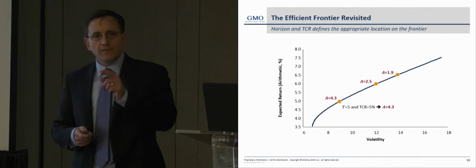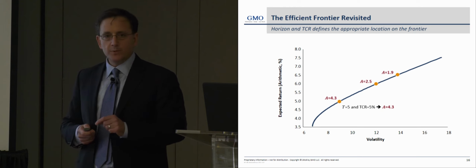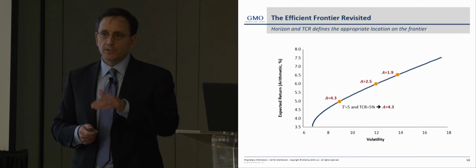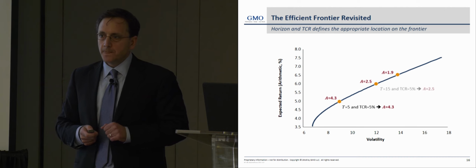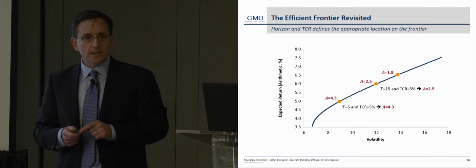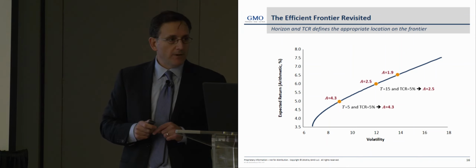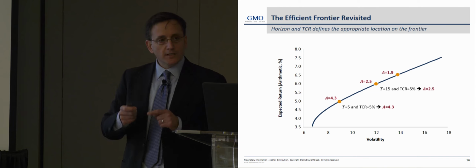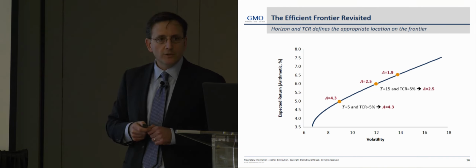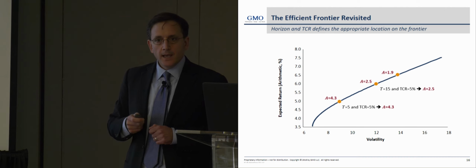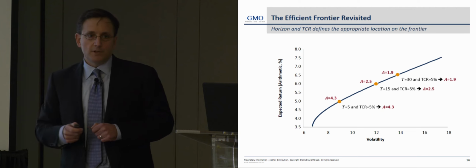Turns out if you have an investment horizon of 5 years and a target compounding rate of 5%, that, in this example, is equivalent to a risk aversion coefficient of 4.3. If your horizon is 15 years, you move up and to the right. Again, we're fixing the target compounding rate of 5%. A 15-year horizon moves you up and to the right on the frontier, and that corresponds to a risk aversion coefficient of 2.5. As you increase your horizon further, you move further up and to the right.